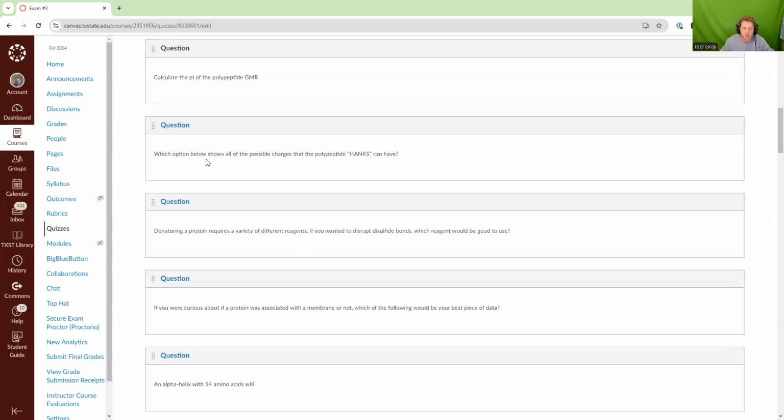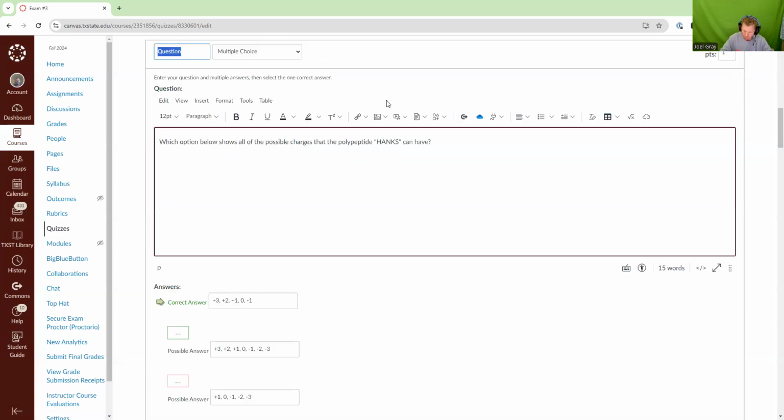Next up, which option below shows all of the possible charges that the polypeptide HANKS, that is a pentapeptide, can possibly have? Okay, so what I'm going to do for this is list out HANKS. For my internal amino acids or my N and C termini, I don't really care about those except that I care about the N-terminus of histidine, the N-terminal residue. So I'm going to put a plus there.